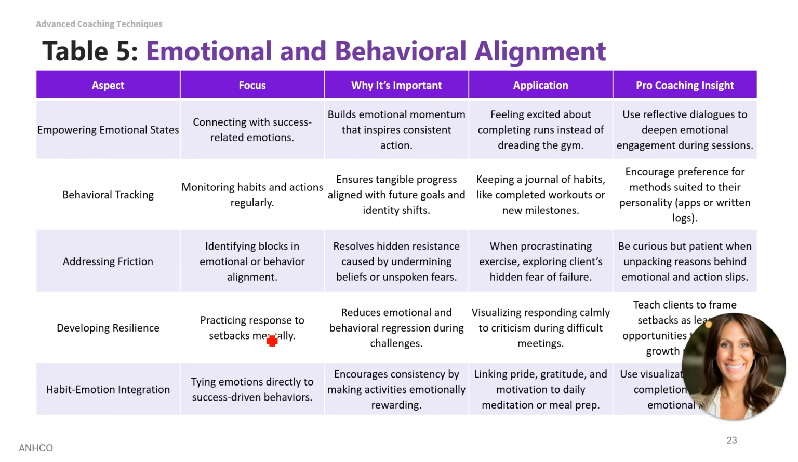Table 5, emotional and behavioral alignment. On this slide, you'll see the aspect, the focus, why it's important, the application, and the pro coaching insight. Take a few moments to review each aspect of the emotional and behavioral alignment. Start with empowering emotional states, then behavioral tracking, addressing friction, developing resilience, and habit-emotion integration.